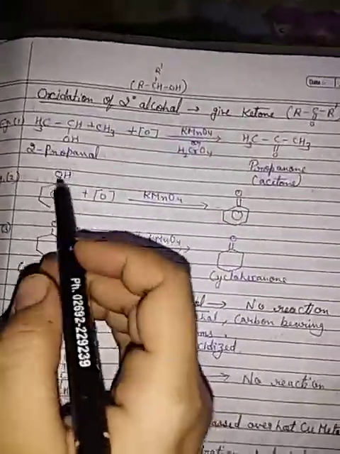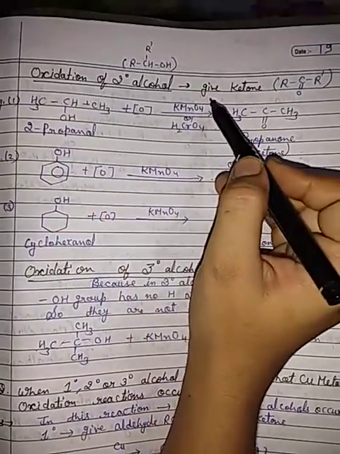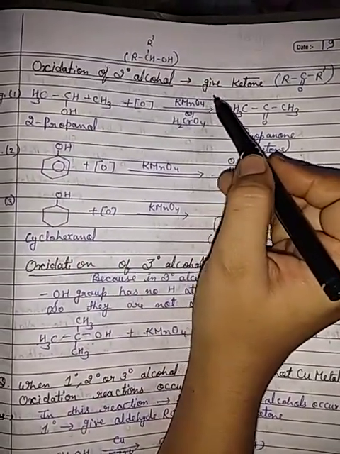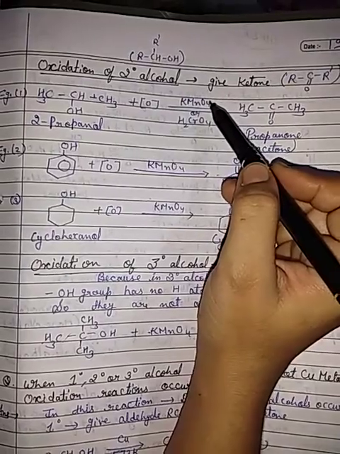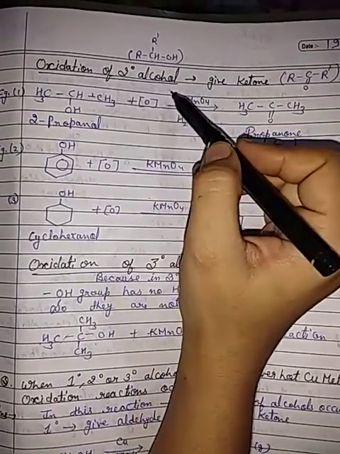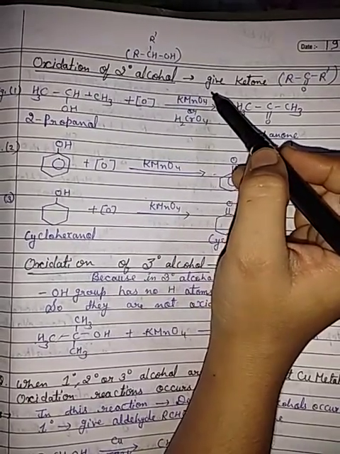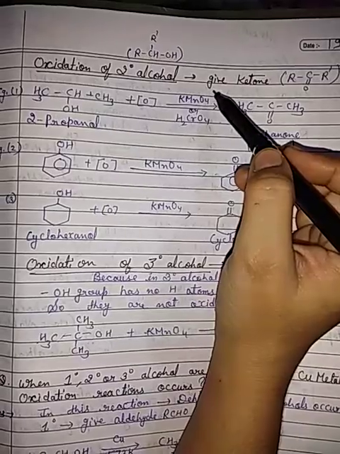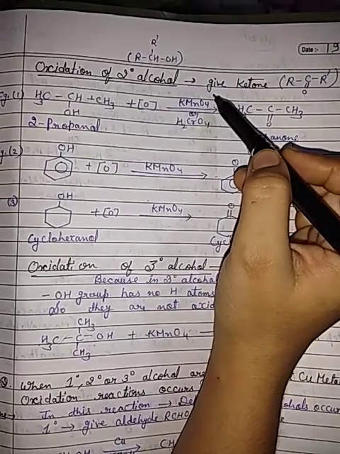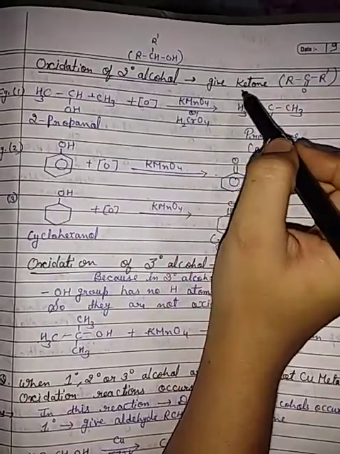Next, oxidation of 2-degree alcohol. Oxidation of 1-degree alcohol always forms acid: first aldehyde, and then on second oxidation, acid. But oxidation of 2-degree alcohol always gives ketone.